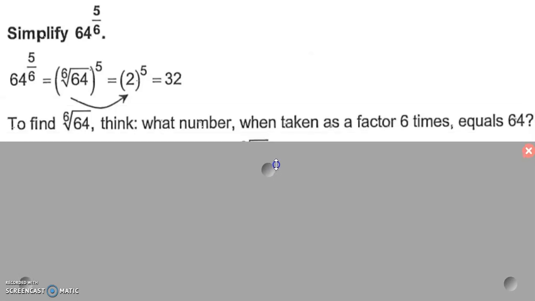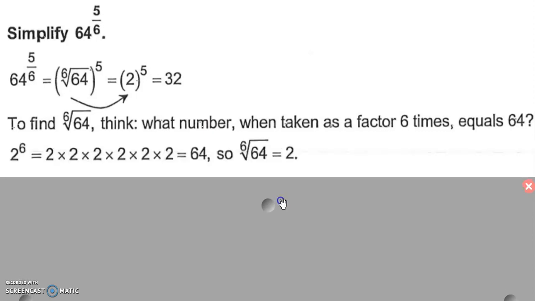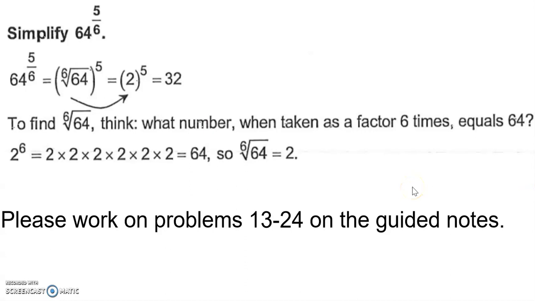And again, to find the 6th root of 64, we have to think what number, when taken as a factor 6 times, equals 64. Well, it's 2, because 2 times 2 times 2 times 2 times 2 times 2 is equal to 64. So the 6th root of 64 gives us 2. And then again, since 5 was in our numerator, we take that 2 and we raise it to the power of 5. With this in mind, please work on problems 13 through 24 on the guided notes.